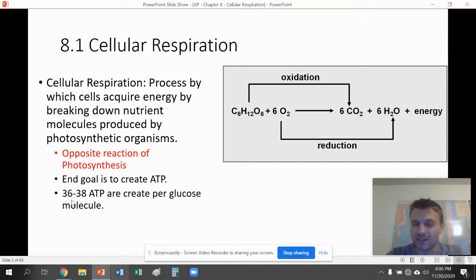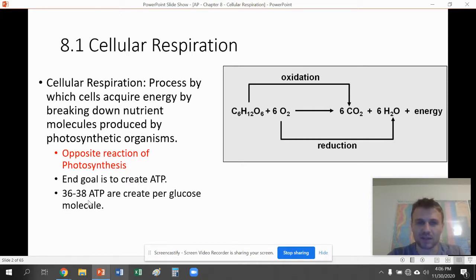We make about 36 to 38 ATP per glucose molecule. I'll explain why this is a roundabout number. We don't have a specific number every time, because it's pretty intricate once you get down to the mitochondrial level. So just understand that we're making about 38 ATP per glucose.